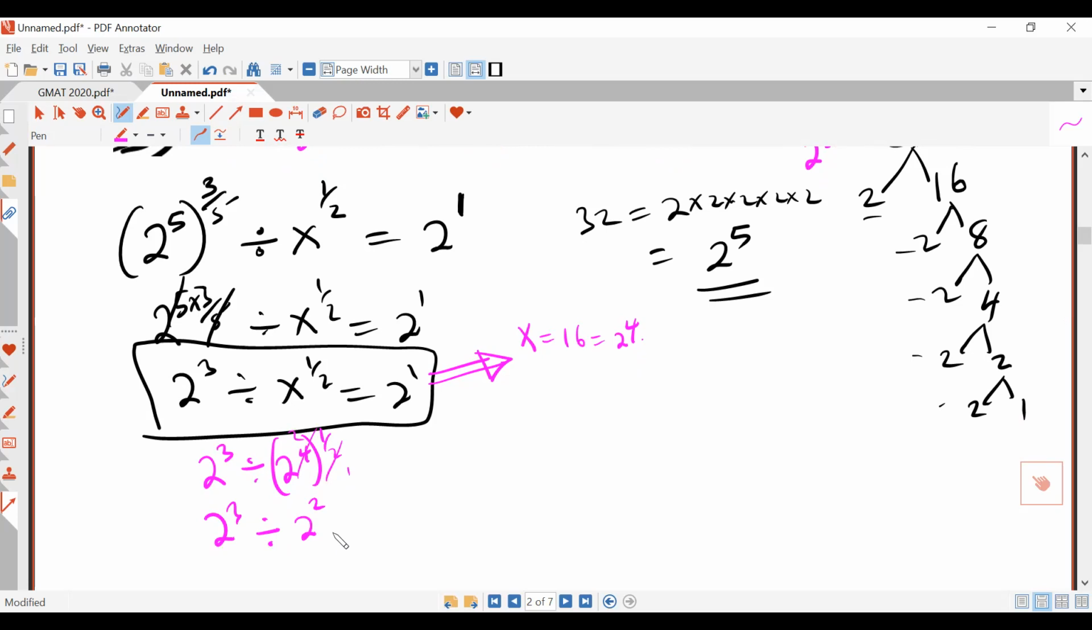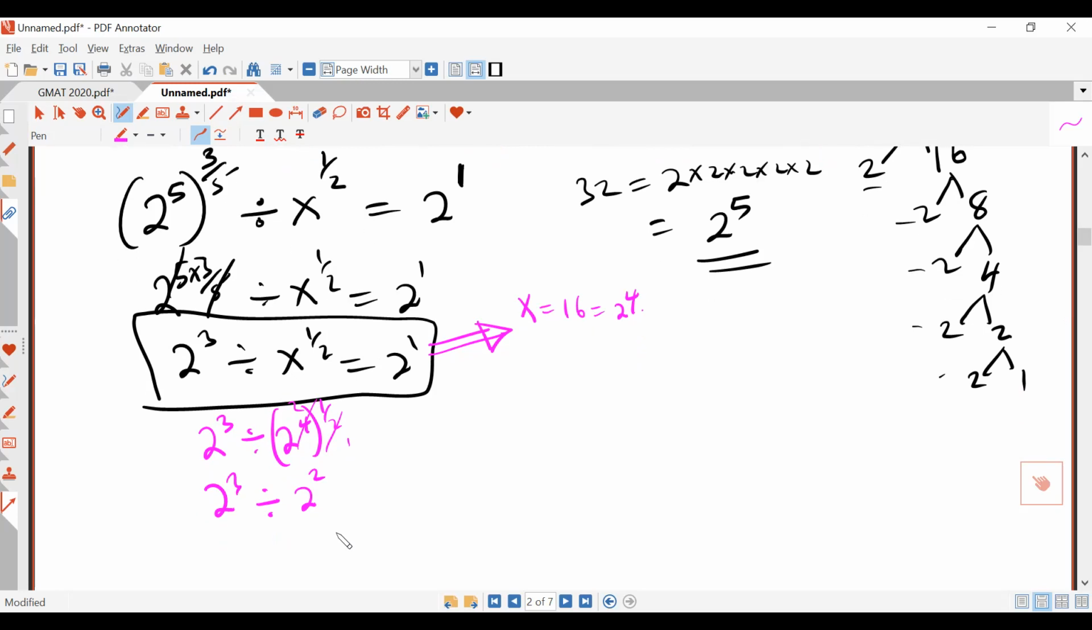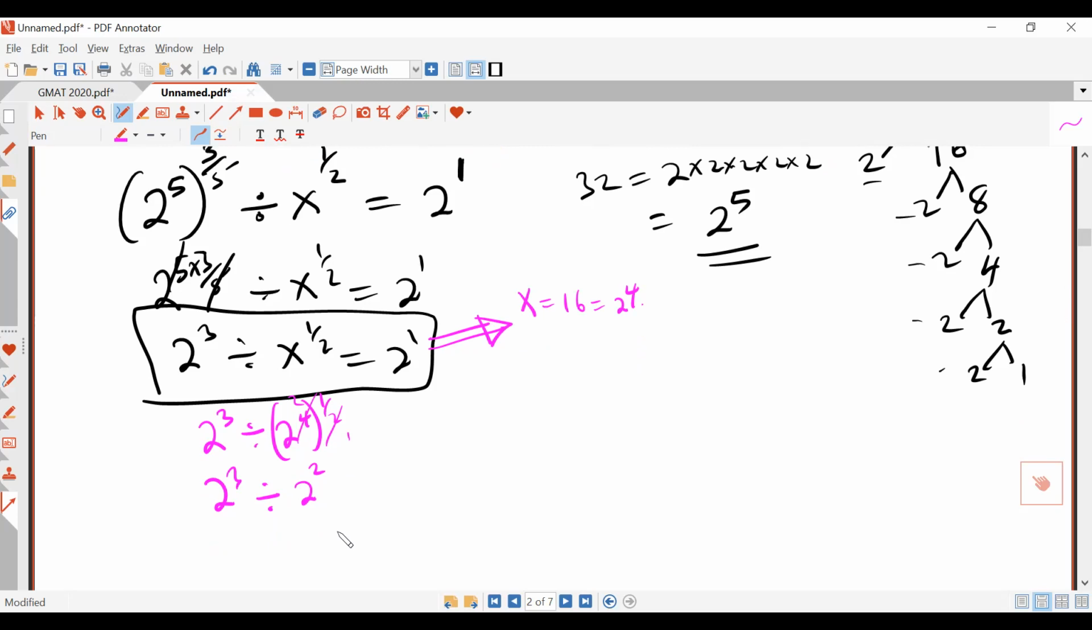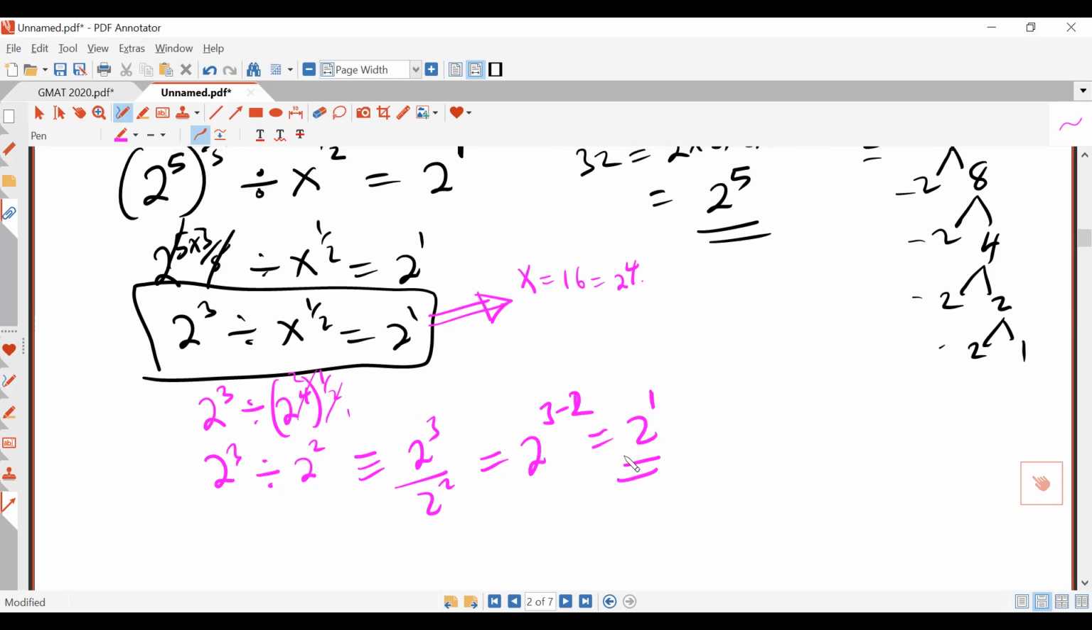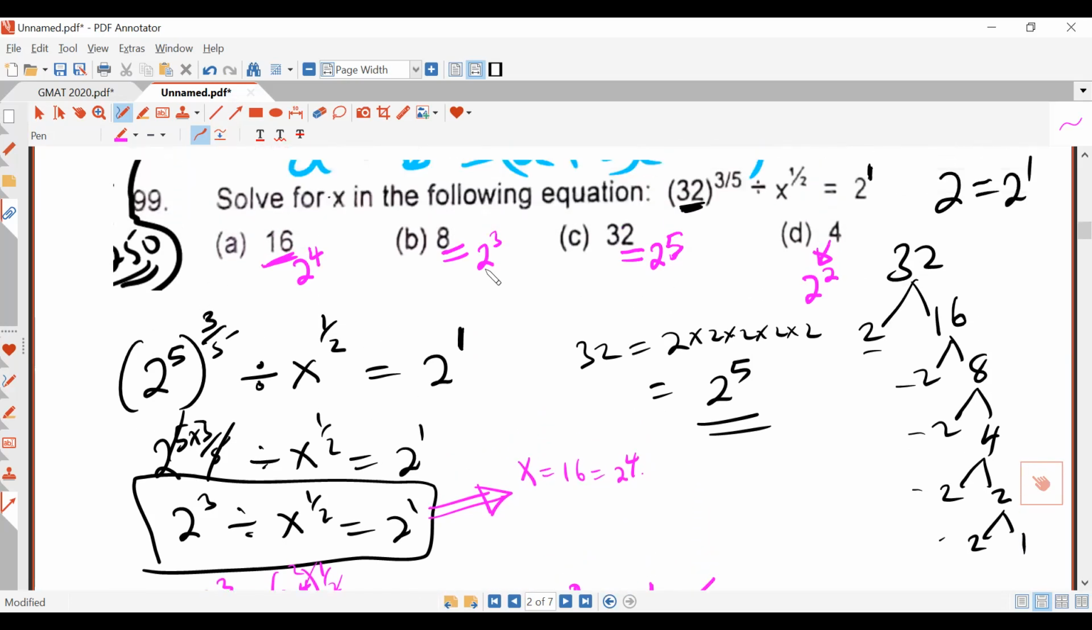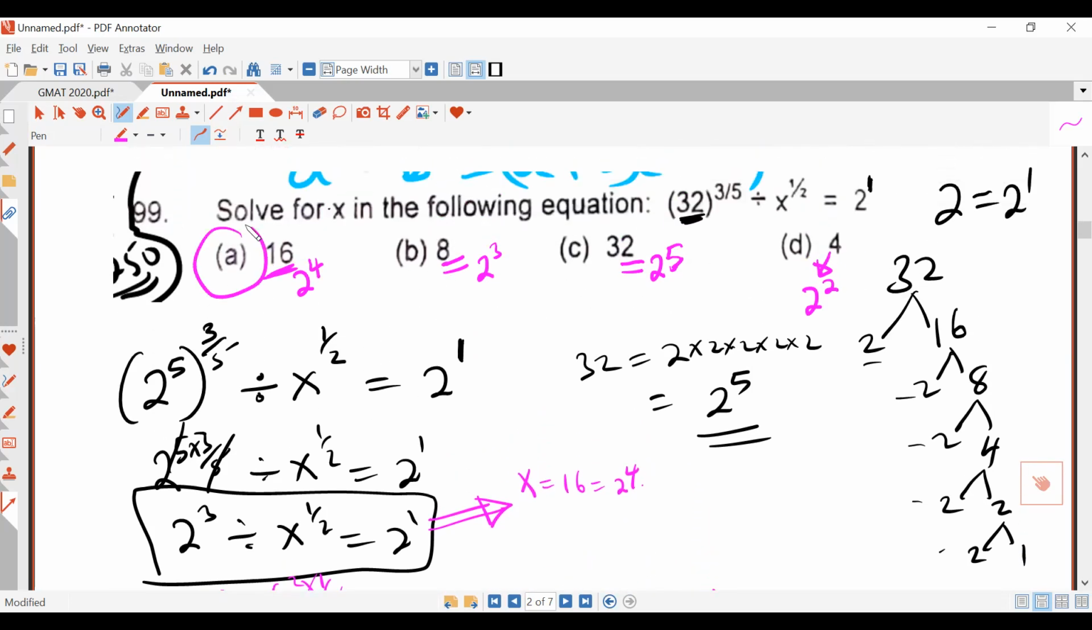If you're dividing indices, what do we do again? We multiply. No, guess again. Subtract. Yes. So this is the same as 2 power 3 minus 2, which will give us 2 to the power of 1. And since you've got 2 already, you don't have to try out all the others. So simply come and circle that.